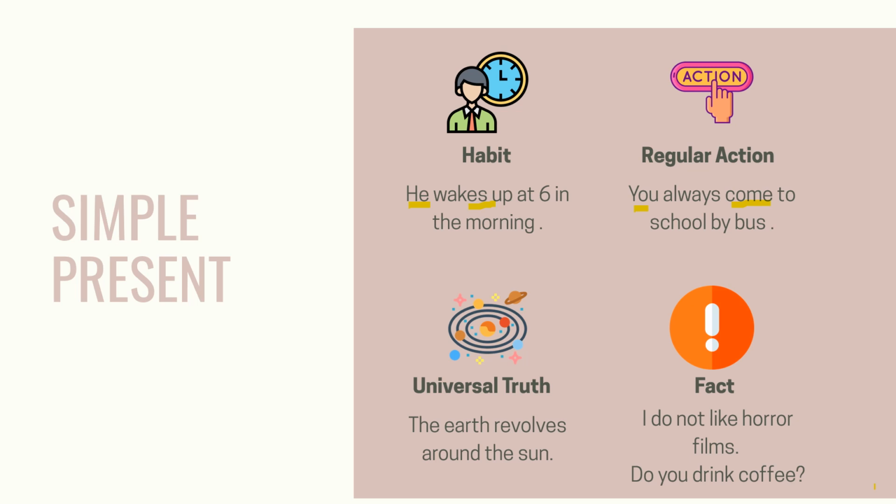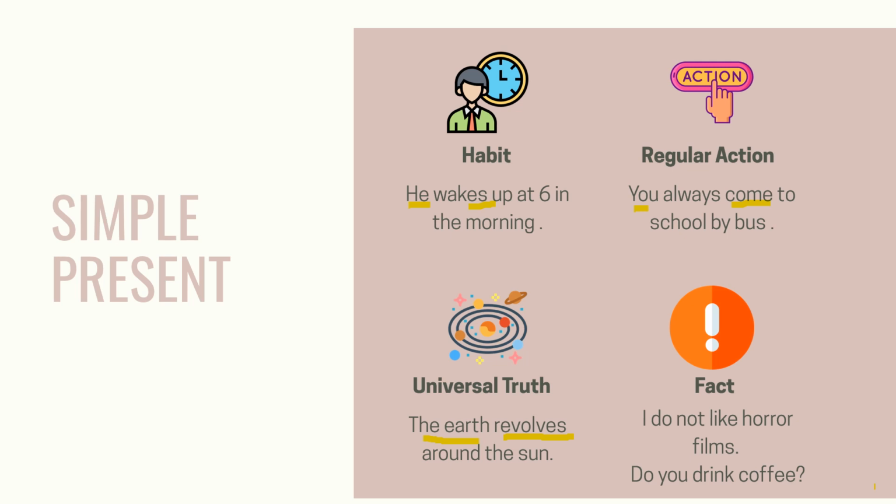Then the third one, we use simple present tense with universal truths. Universal truths which are true regardless of time, place, space, which is true today, was true yesterday, and will be true in the future, and which is true for maybe India, for Australia, for all the places in the world. For example, the earth revolves around the sun. Here the earth, third person singular, and the verb is revolve, and because it is third person singular, a positive verb, we have added s, around the sun.